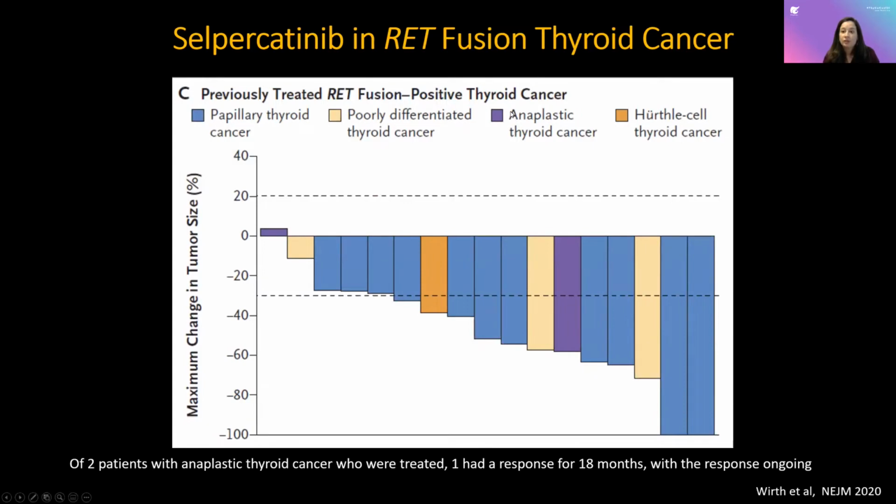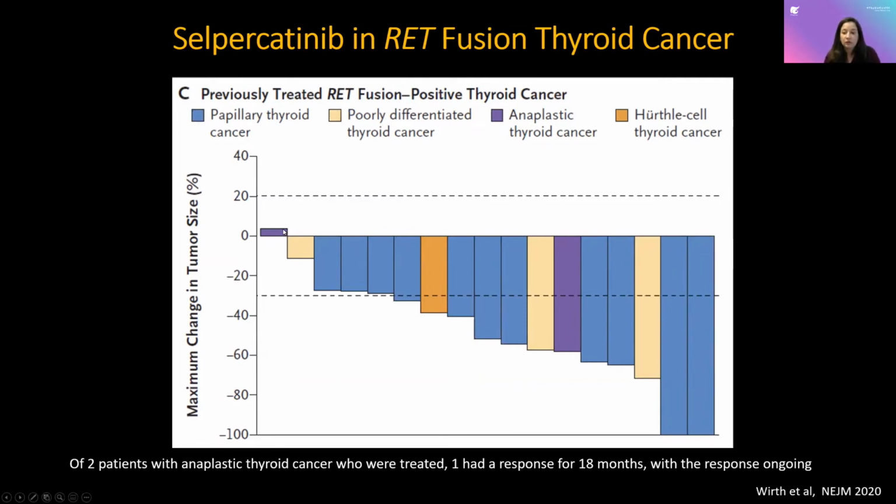The purple patients are the anaplastic patients. You see, we only had two ATC patients. This is one, this is another. One of them had very nice tumor shrinkage, right? So this is a bar showing compared to their scan before being on selpercatinib, how much did their tumor shrink? So you see this patient had a tremendous tumor shrinkage of more than 50%.